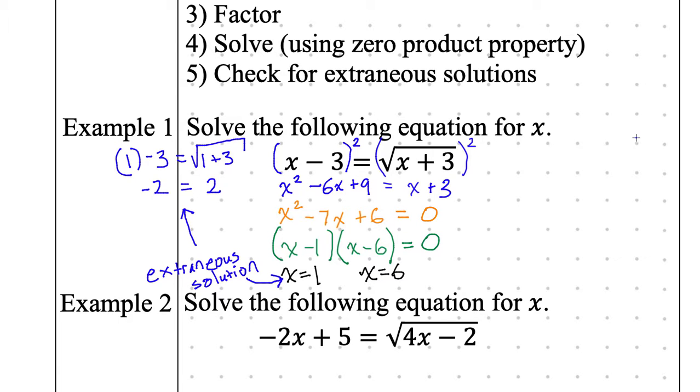Let's check 6. Maybe that's an extraneous solution as well, and we have no solutions. Let's check it out. So if I plug in 6, 6 minus 3 should be equal to the square root of 6 plus 3. Well, 6 plus 3 is 9, so the square root of 9 is 3, and 6 minus 3 is 3. 3 does equal 3, so x equals 6 is the only answer that we have.